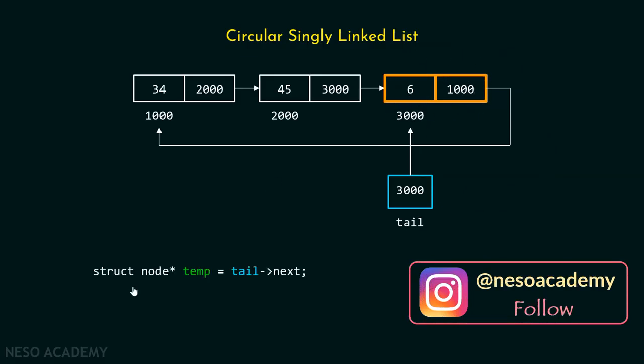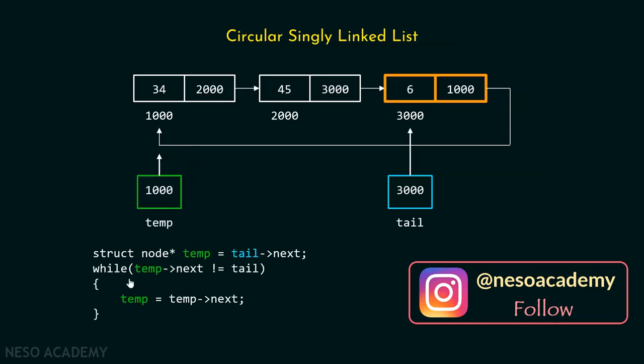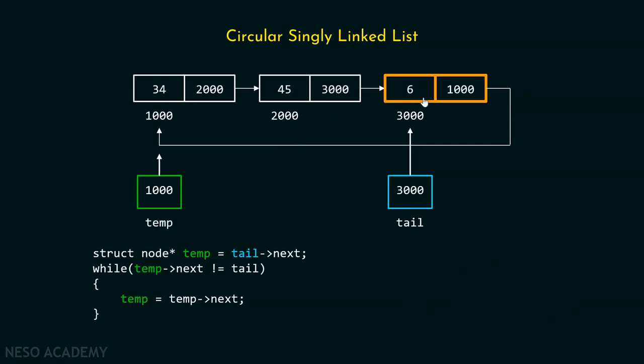For this purpose, I'll keep a temp pointer which must point to the first node of this list, and after that I'll use this while loop for moving this temp pointer towards the right, because this temp pointer must point to the second last node of this list so that I can update the next part of this node and then I can delete the last node. That is why this piece of code is required.